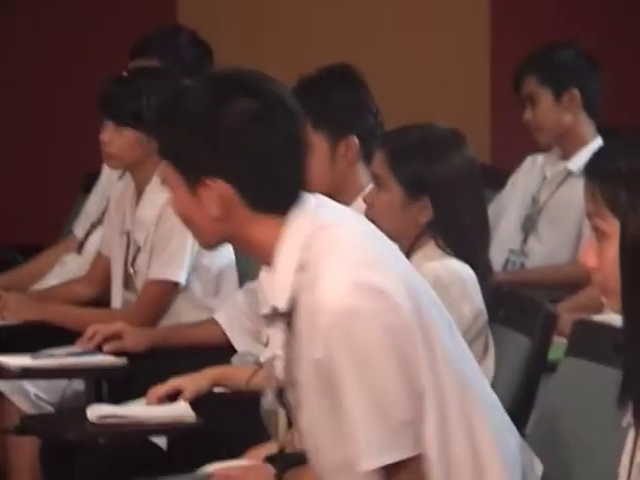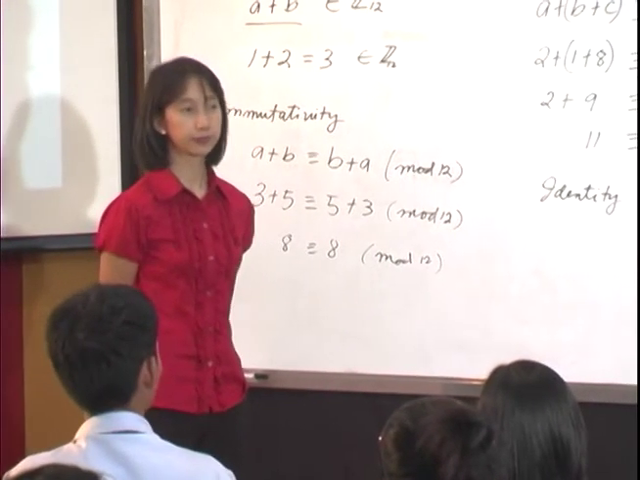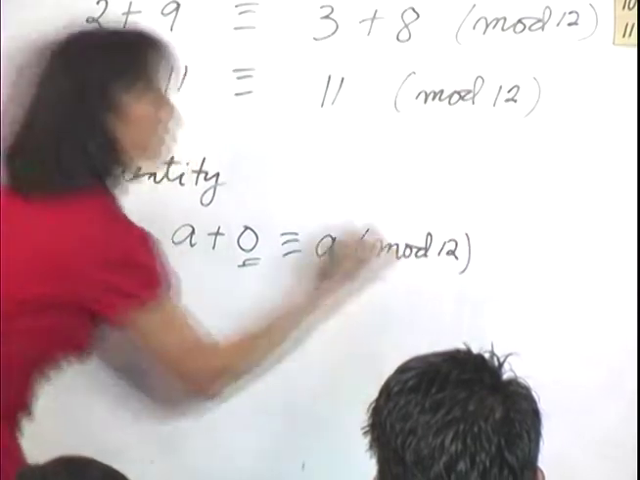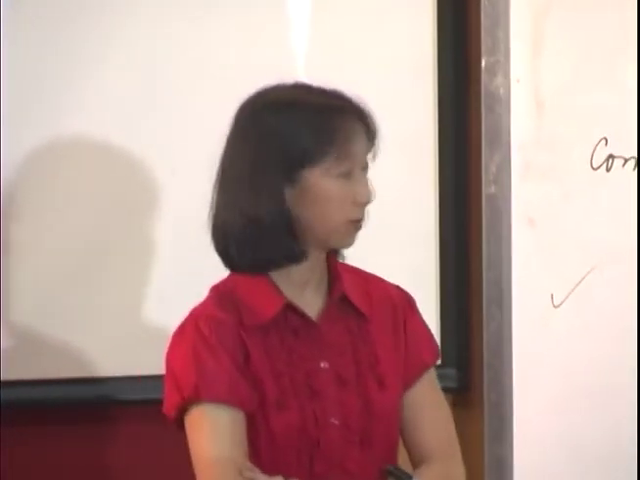Ronnie? The identity property. Oh, the identity property. Okay. What's the identity element for Z12? Yes, Fran? The identity element in Z12 is 0. Why? Because any number added to the identity element, which is 0, is congruent to the given number, or A. Okay. All right. And we have another one.